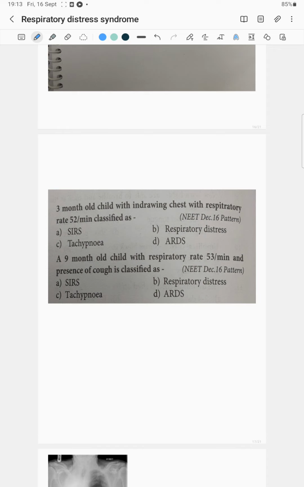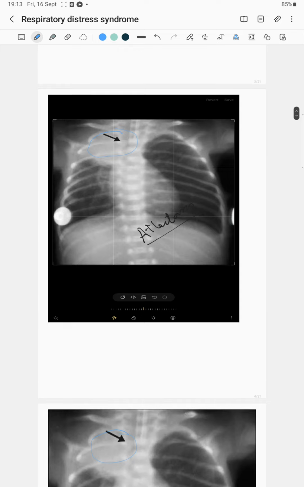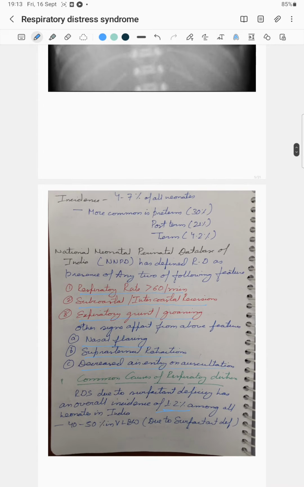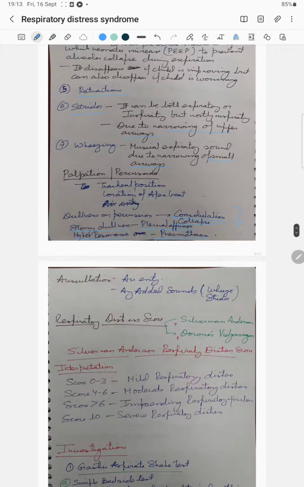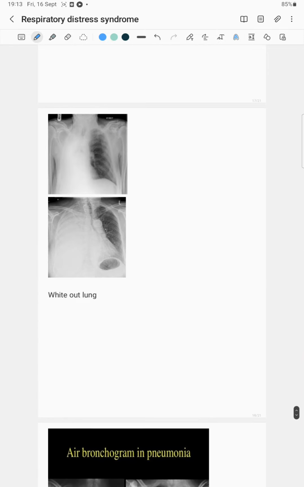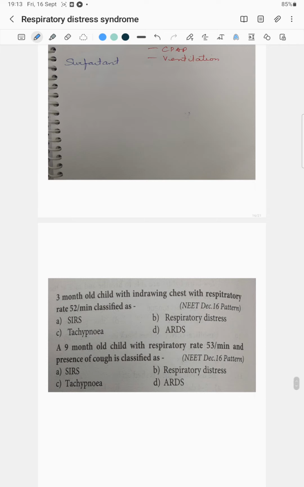Why do we say so? Above I said that any two criteria are needed. Okay, let's go above. Respiratory rate more than 60, subcostal and intercostal retraction, grunt. Now, respiratory rate more than 60 was just a criterion, but you have to say it on the basis of age group. For a 3-month-old child, a respiratory rate more than 50 was said to be respiratory distress. And second, chest indrawing was present. That means two criteria are fulfilled, so it is known as respiratory distress.